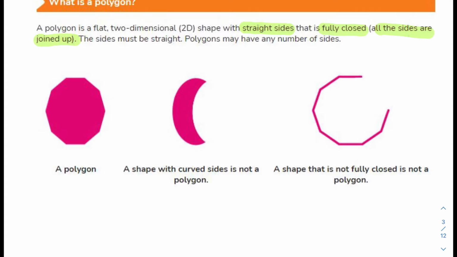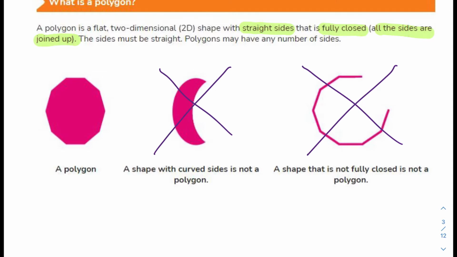So this is not a polygon because the sides don't join up, it's not a closed shape. This is not a polygon because it has curved sides. Remember, polygons have to have straight sides. And this one here is a polygon because it has straight sides, it's closed, and there you go.